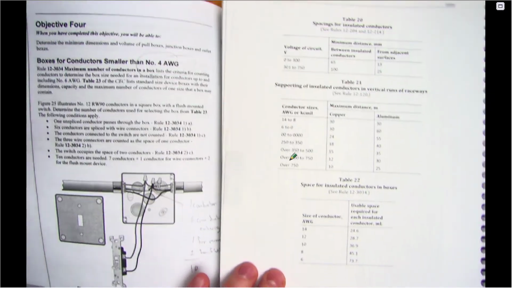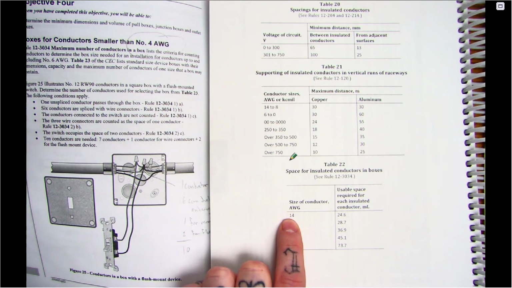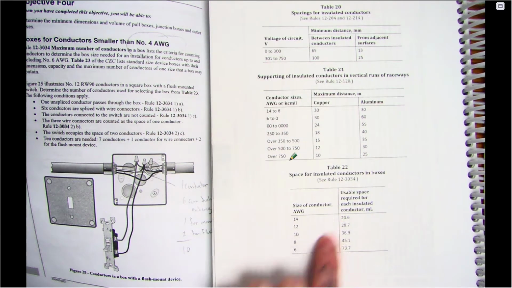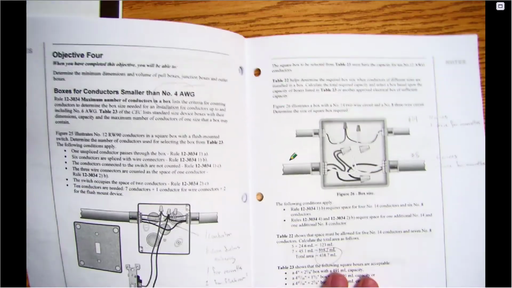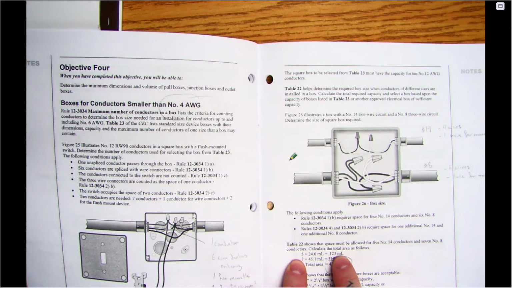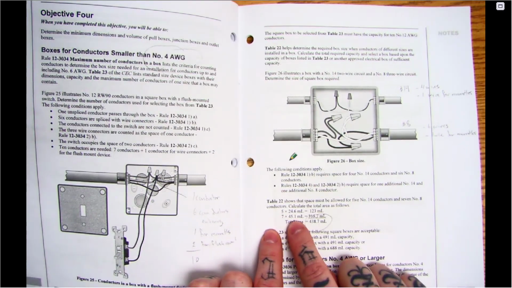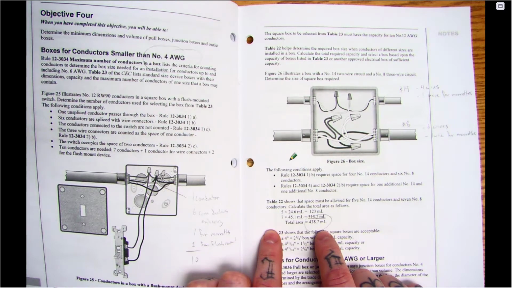Table 22 is going to show us the milliliter size for each conductor. So for a 14 it's 24.6, and for an 8 it's 45.1. So we go back to this and say our 14s are at 24.6, we times that by 5 because there's 5 of them, and we times 45.1 by 7 because there were 7 number 8s, and we get our total. Some of our questions, that's just what they're going to ask for, is the total.